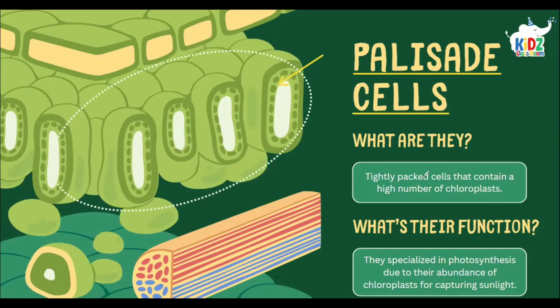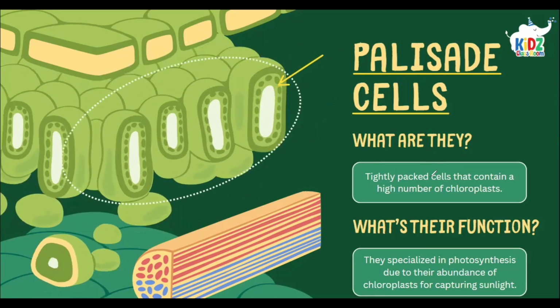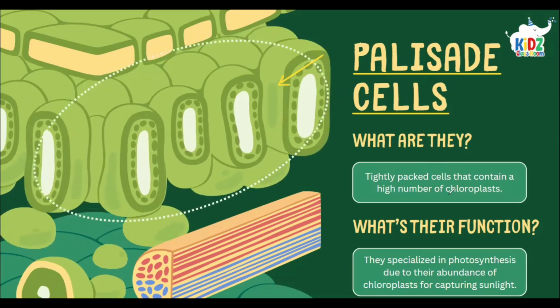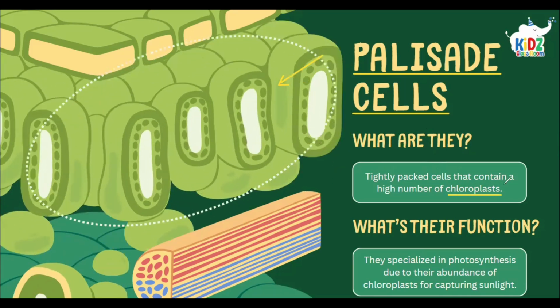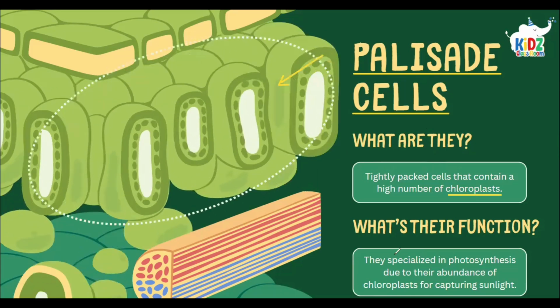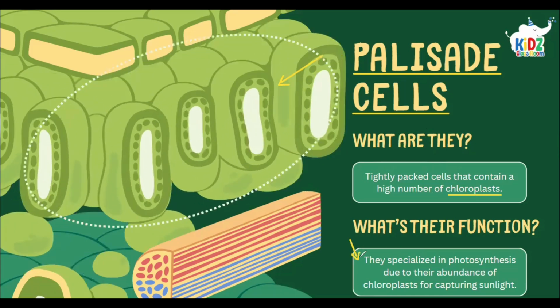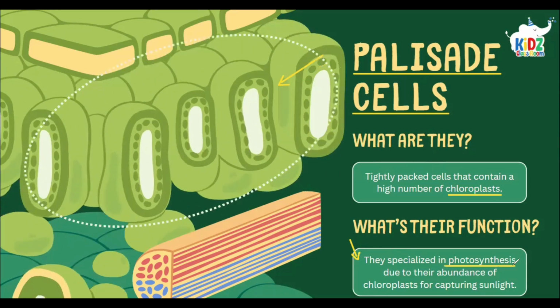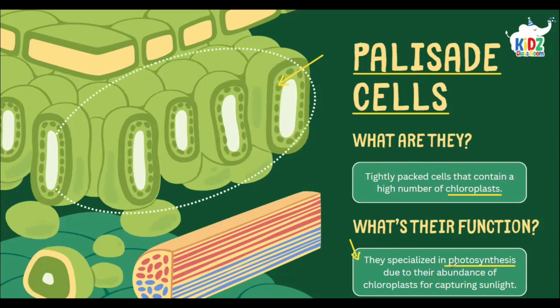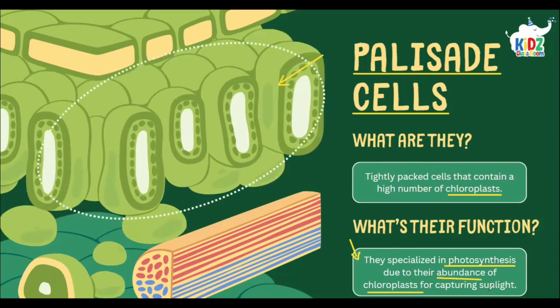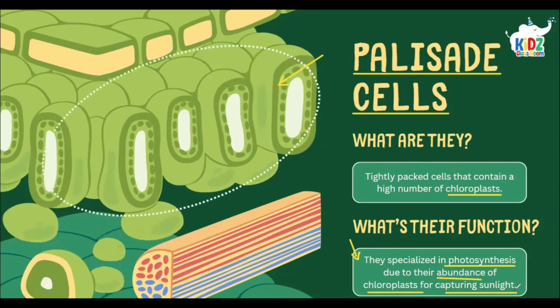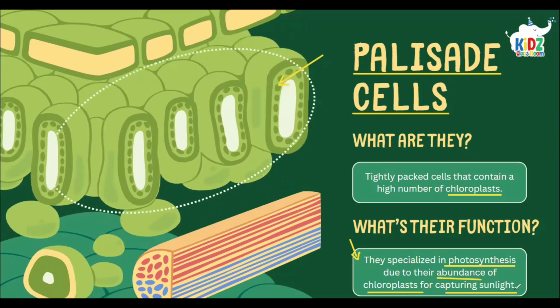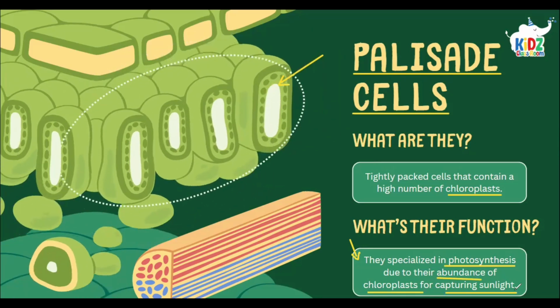And what are palisade cells? Palisade cells are tightly packed cells. They are elongated and tightly packed, and contain a high number of chloroplasts. And what's their function? If they contain a high number of chloroplasts, their basic function is to perform photosynthesis. Why? Due to their abundance of chloroplasts for capturing sunlight. Why? Because chloroplasts contain a green pigment called chlorophyll to perform the process of photosynthesis.